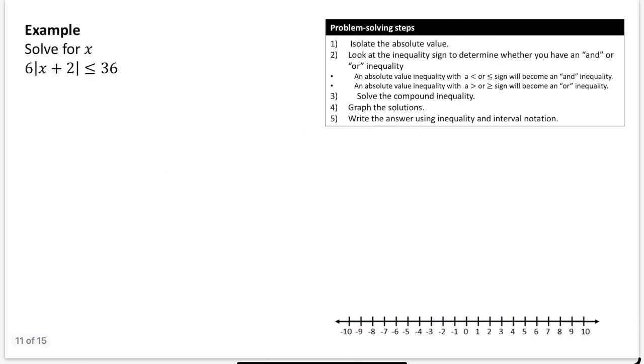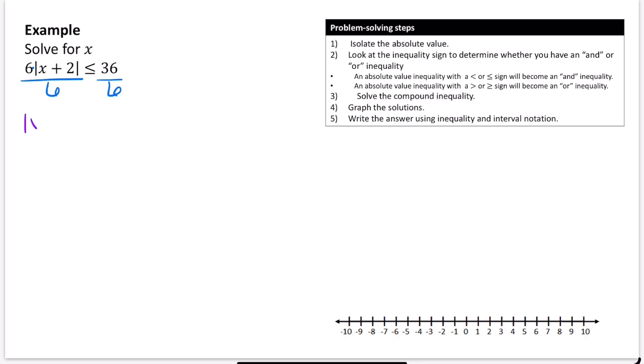So now let's try this example. So once again, we have an absolute value that's not isolated, right? We have this 6 right here, so we need to do getting rid of our 6 as our first step. So to get rid of 6, well, remember that 6 is multiplying my absolute value, right? So the opposite of multiply is divide, so I'm going to divide both sides by 6.